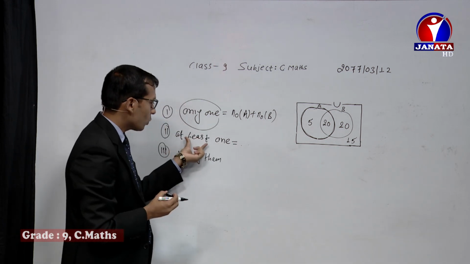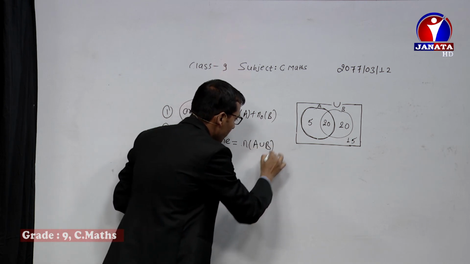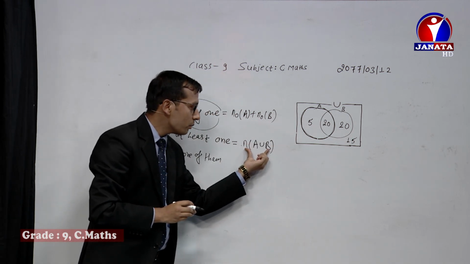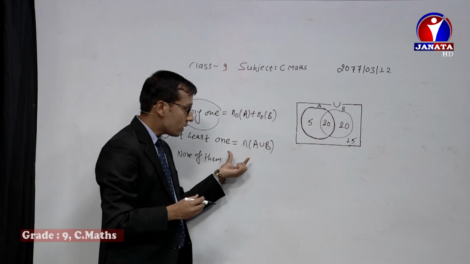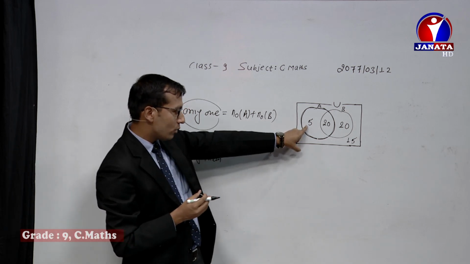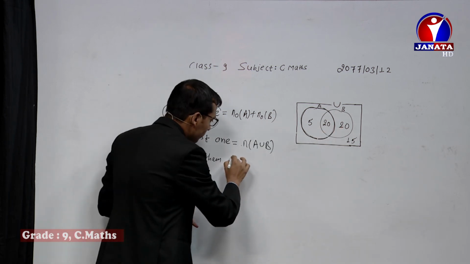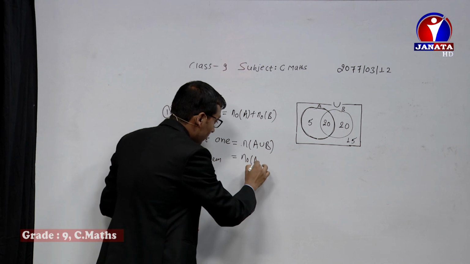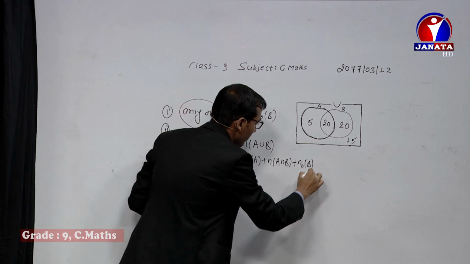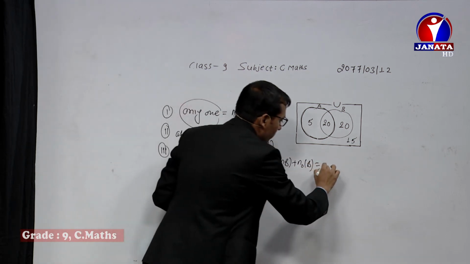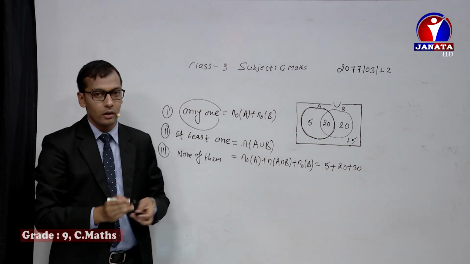So at least one is in fact n of A union B. Under n of A union B, there are three different parts. We can add the cardinal numbers of these three parts: n only A, intersection, n only B. So this is n only A plus n of A intersection B plus n only B, which is equal to 5 plus 20 plus 20. So we can add this and get the result.